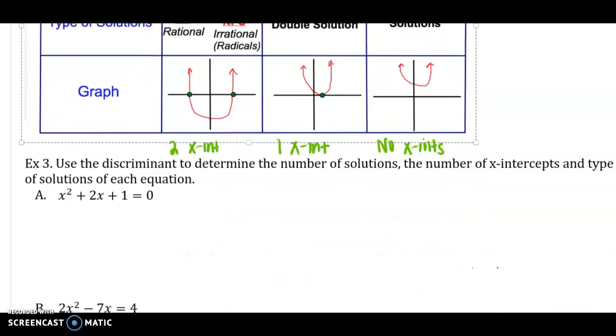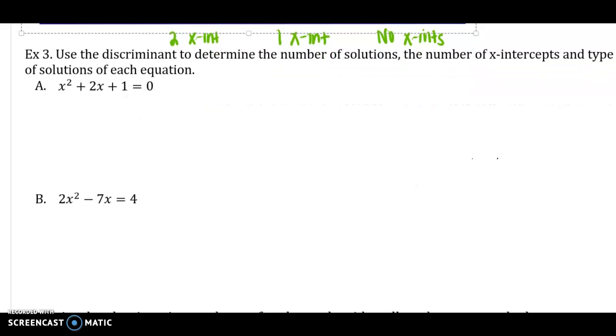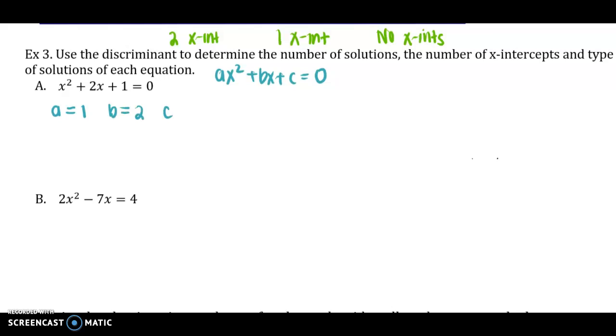All right, so let's go ahead and use the discriminant to find the number of solutions, the number of x-intercepts, and then the type of solutions. First we have to make sure it's in the format ax squared plus bx plus c equals 0. And it is. So a is equal to 1, b is equal to 2, and c is equal to 1. We're going to plug it into b squared minus 4ac.